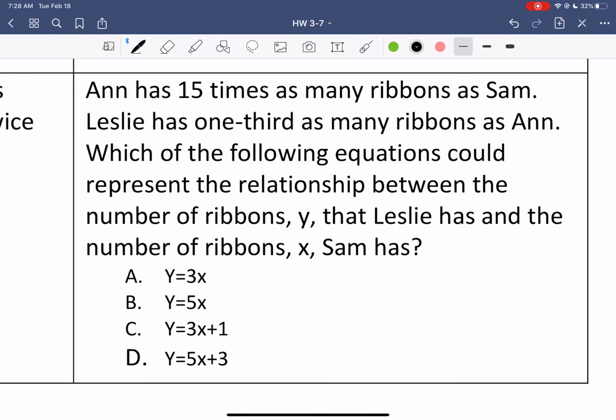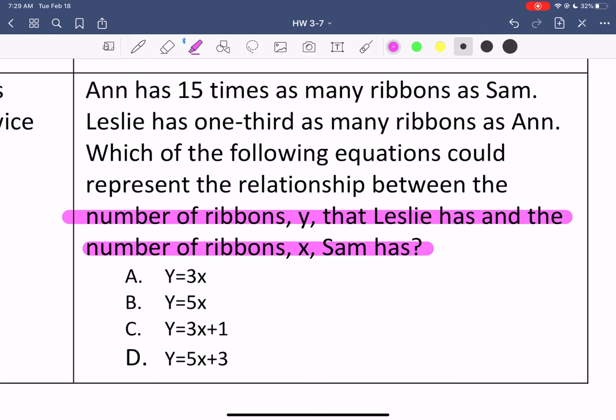All right, this says Anne has 15 times as many ribbons as Sam. Leslie has 1/3 as many ribbons as Anne. Which of the following equations could represent the relationship between the number of ribbons y that Leslie has and the number of ribbons x that Sam has? Okay, this is a lot of words, so our end question is, which of the following equations could represent a relationship between the number of ribbons that Leslie has and the number of ribbons that Sam has?